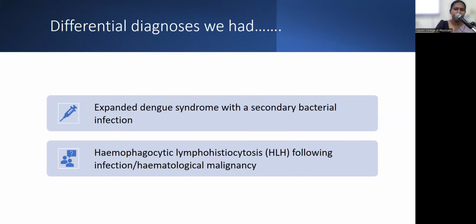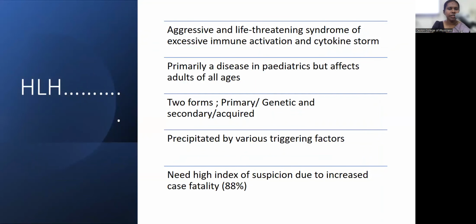So at the end of the history, examination and basic investigations, we came to two differential diagnoses. One is expanded dengue syndrome with secondary bacterial infection. The other, given the fever, poorly resolving cytopenia and splenomegaly, was the possibility of HLH following either infection or a hematological malignancy. So as today's topic, we'll discuss HLH a little and then go back to the scenario later.